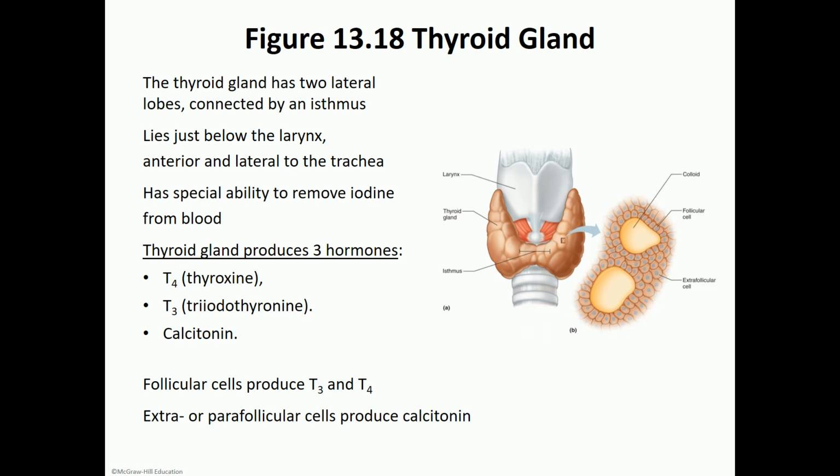And the thyroid gland produces 3 hormones. 2 of them are thyroxine. So we've got T3 and T4. T3 stands for triiodothyronine, and T4 stands for tetraiodothyronine.